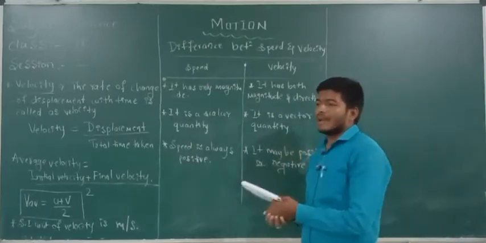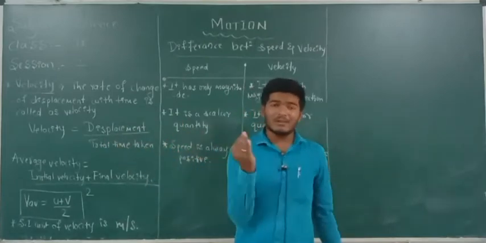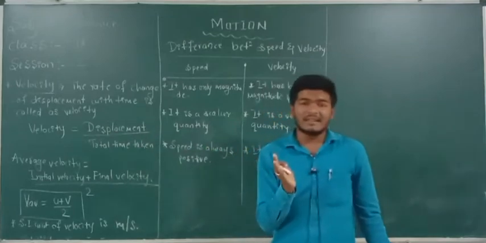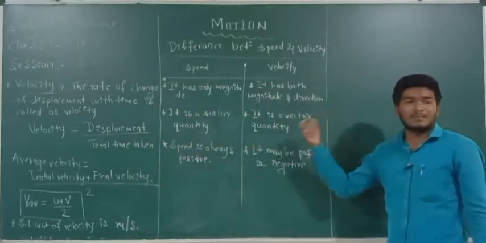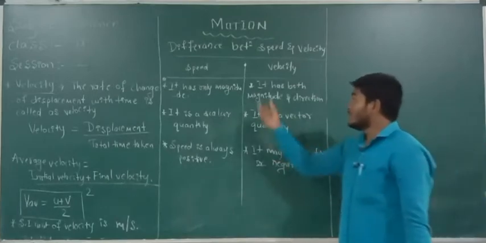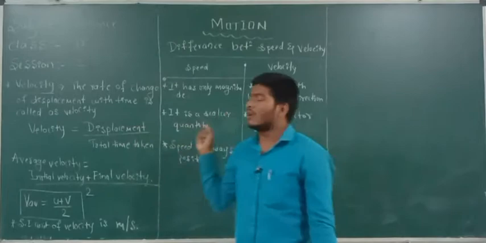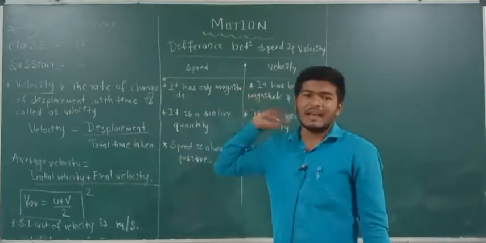When you calculate the displacement, sometimes the object may come backward. So at that time we consider the reverse velocity, that is negative velocity. Therefore the value of the velocity may be positive or negative. These are the main differences between speed and velocity. So now we are going to calculate some examples on velocity and speed.